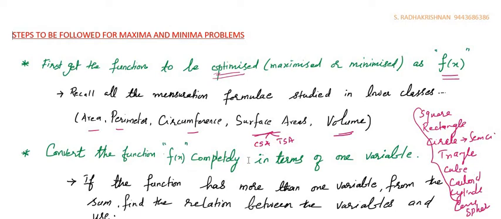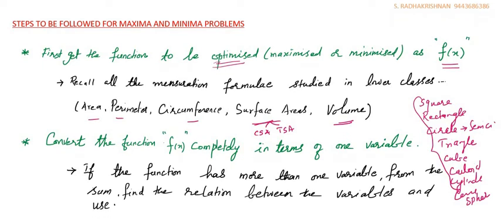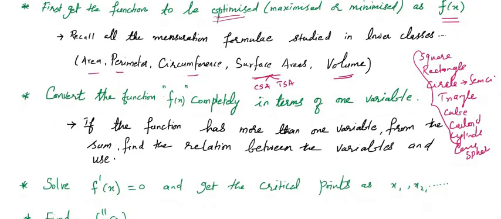Convert the function f of x completely in terms of one variable. This is very, very important. If you can do this step, then all the remaining things are very easy. Only the second step is very important here. Understood? See, for example, the area.